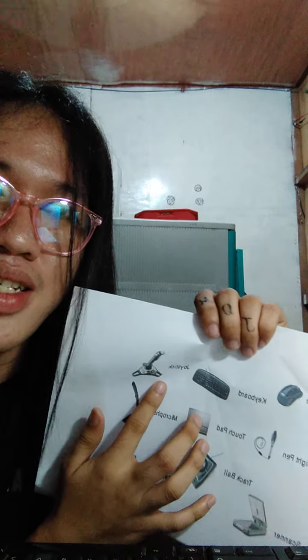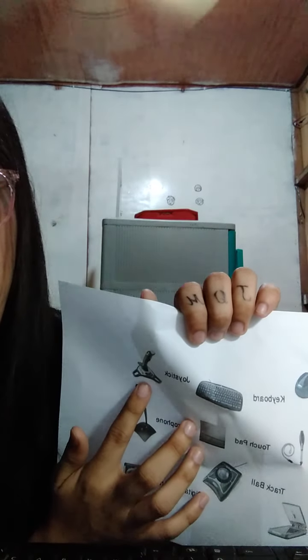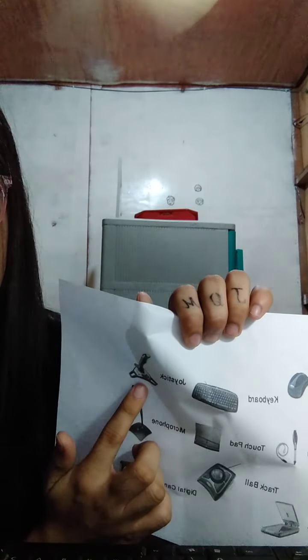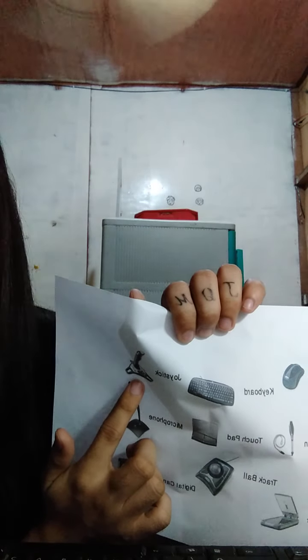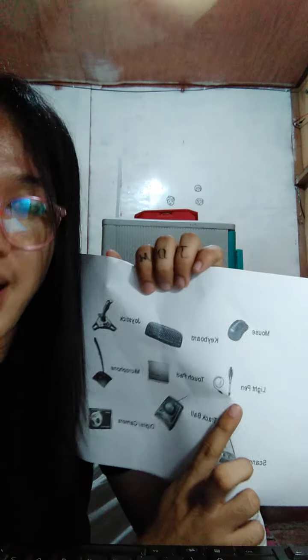And the next is a joystick. A joystick is an input device consisting of a stick that pivots on a base and reports its angle or direction to the device it is controlling. It is also known as a control column. It is the principal control device in the cockpit of many civilian and military aircraft, either as a center stick or side stick.